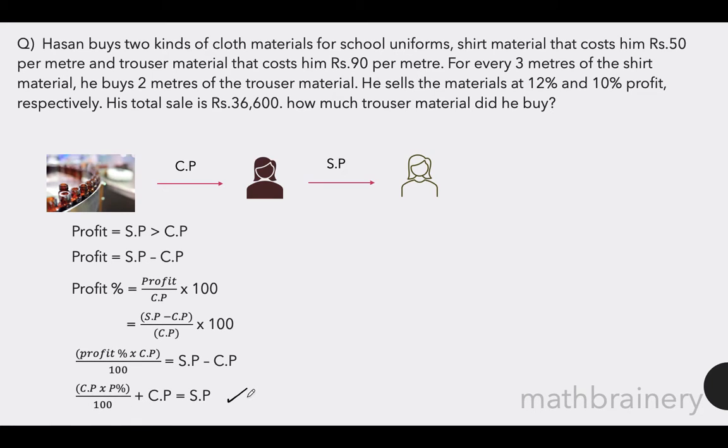You can remember this as a formula, or you can also take out cost price common from this and write selling price as (100 plus profit percent) by 100 into cost price. This is one of the most important and useful formulas from profit and loss. Now we will be using this formula to perform calculations in this question. So let's come back to this question now.